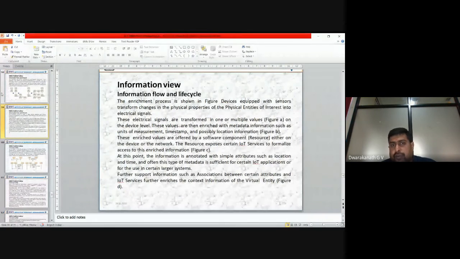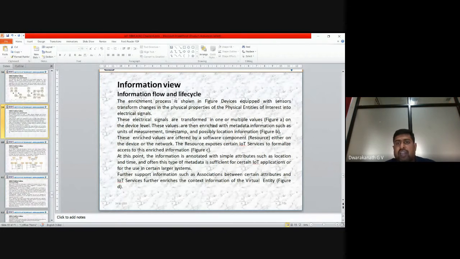Coming to the next, information flow in a life cycle. The enrichment process is shown in a figure. Devices equipped with sensors transform the changes in the physical properties of the physical entities of interest into electrical signals. These electrical signals are transformed into one or multiple values. Figure A is telling that on the device level.